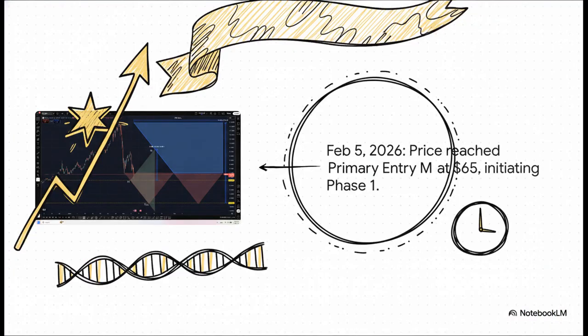And there it is, the starting gun. On February 5th, 2026, the price of silver hit exactly $65. As you can see right there on the chart, this triggered the primary entry level, which is labeled M. That single event is what officially kicked off this entire documented cycle.